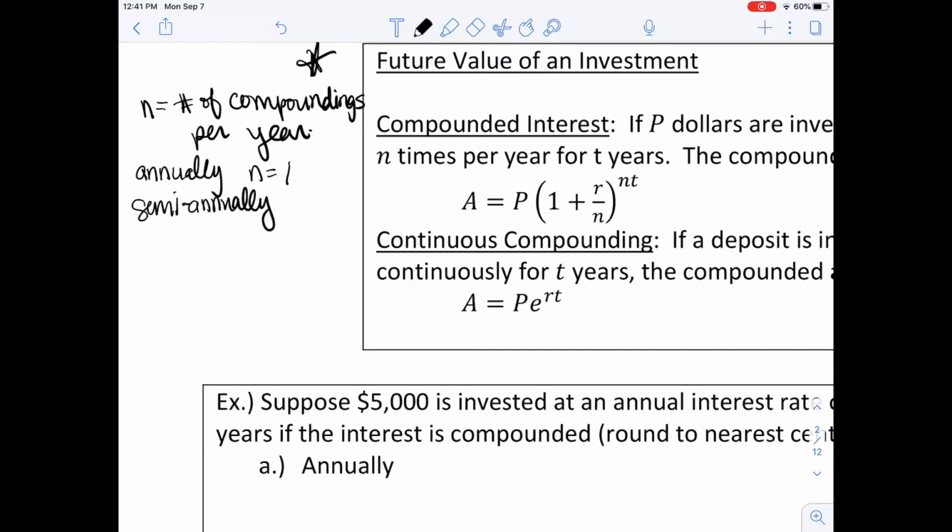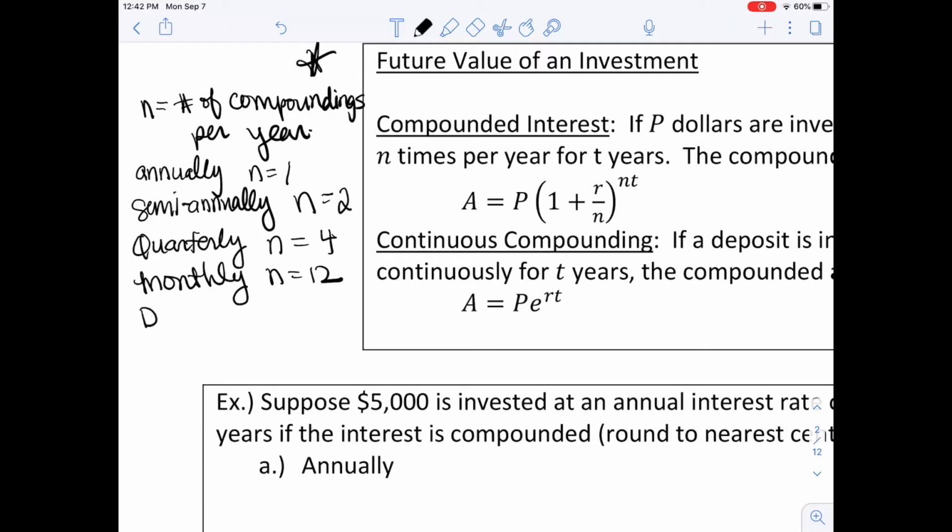And semi-annually means twice a year, so N would be equal to 2. Another common one that we have is quarterly, and that usually happens with a lot of the banks. So quarterly would be where n is equal to 4.